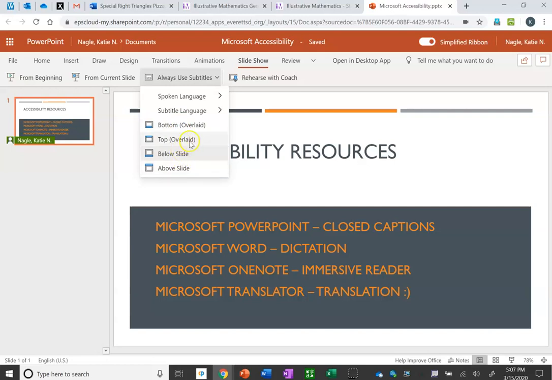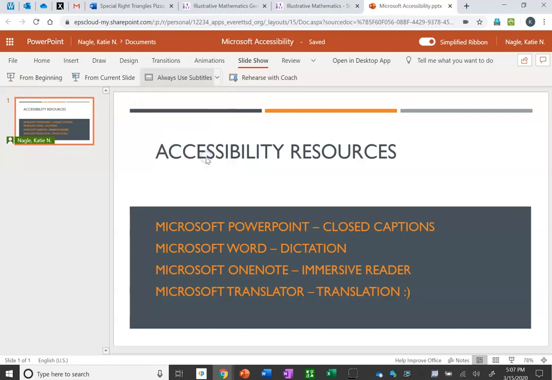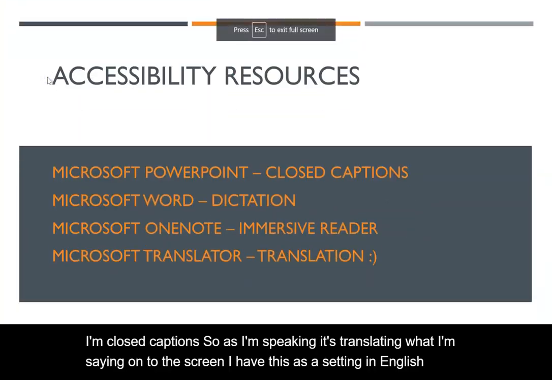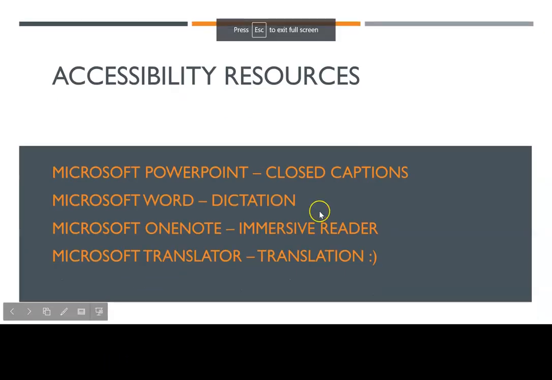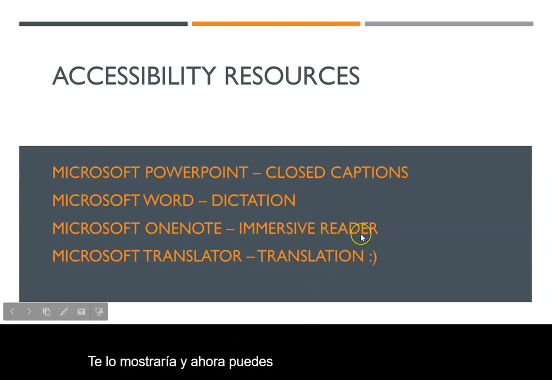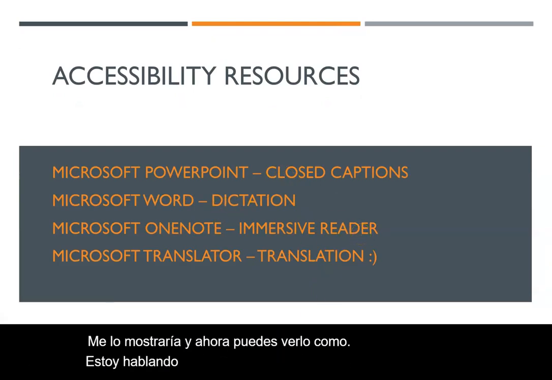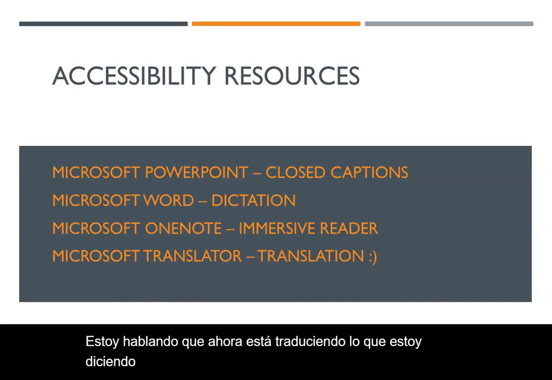I would say that I've seen a few presentations where the subtitles were overlaid, and it does make it a little bit difficult to sometimes read the slides because sometimes the closed captions cover the information that's on the slide. So I would suggest always doing one of the not overlaid options, either above or below. I prefer below. So I'm just going to quickly go back to the slideshow, and now you can see that as I'm speaking, it's now translating what I'm saying into Spanish because I have the Spanish option chosen.